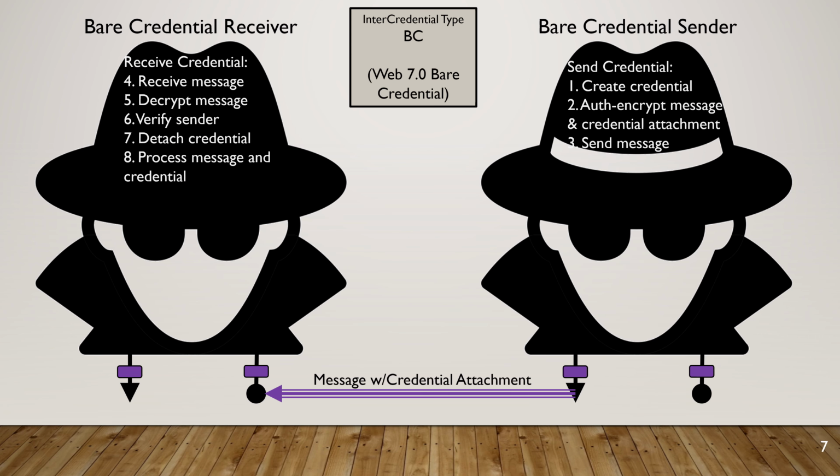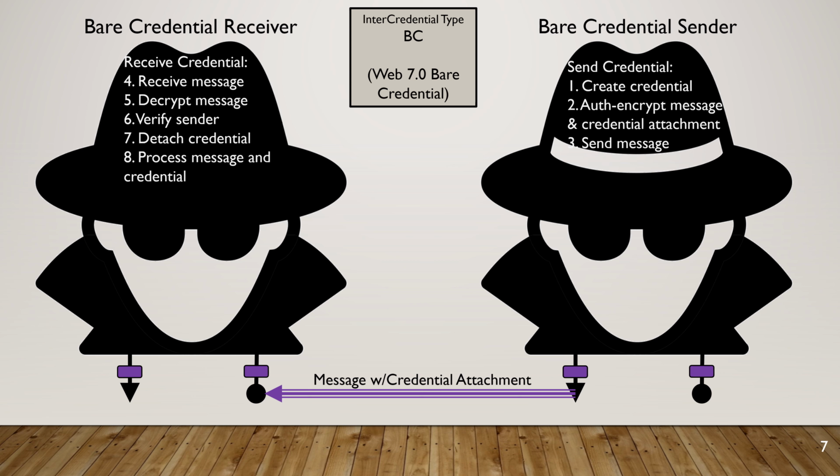Let's look at the bare credential sender-receiver model. On the right here, we have an agent who wants to send a bare credential to a receiving agent on the left-hand side. So what are the 3 steps that a bare credential sender needs to do? It needs to create the credential. It needs to auth encrypt the message and the credential attachment, and then it needs to send the message over to the bare credential receiver.